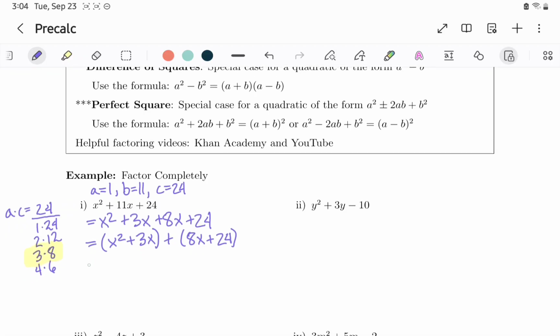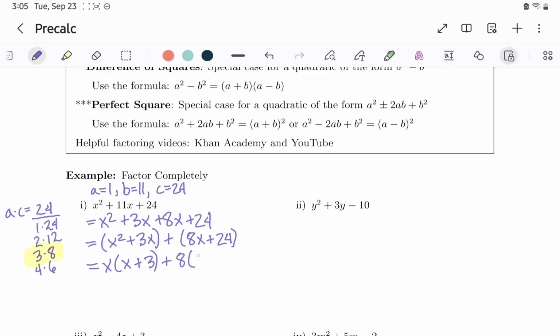Okay, and so for our first grouping, x squared plus 3x, well, the greatest common factor between those two terms is just going to be an x. So we'll pull out an x from that grouping, and what remains is going to be x plus 3. All right, and then for our other grouping, we have 8x plus 24. And so the greatest common factor that we're going to be able to pull out between those two terms is going to be an 8, because 8x has an 8 and 24 has an 8. It's the greatest factor that they have in common.